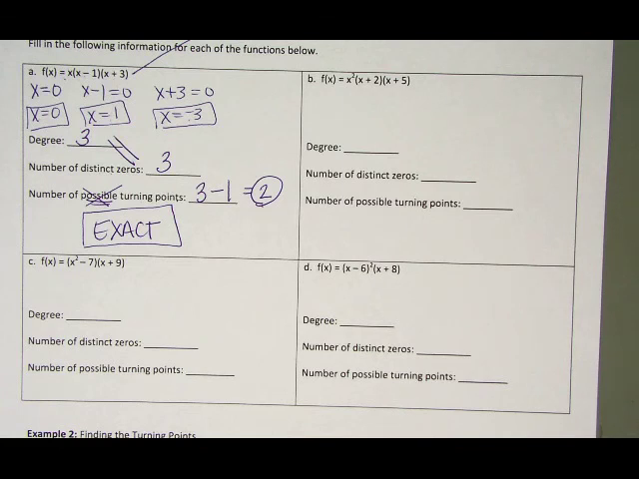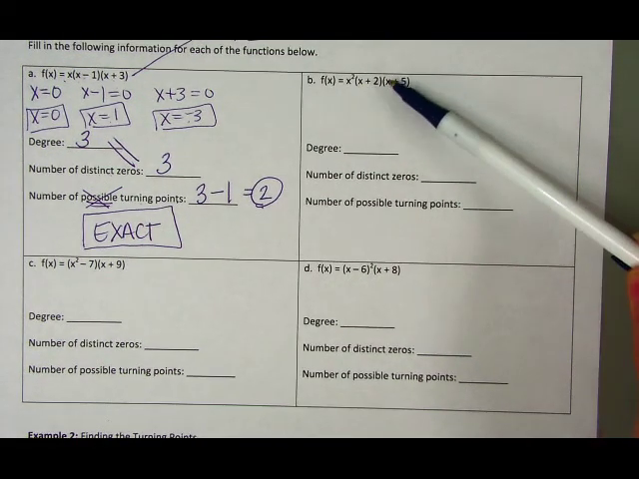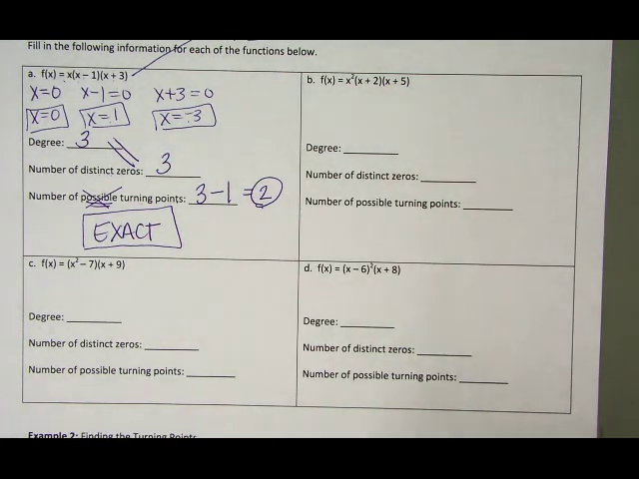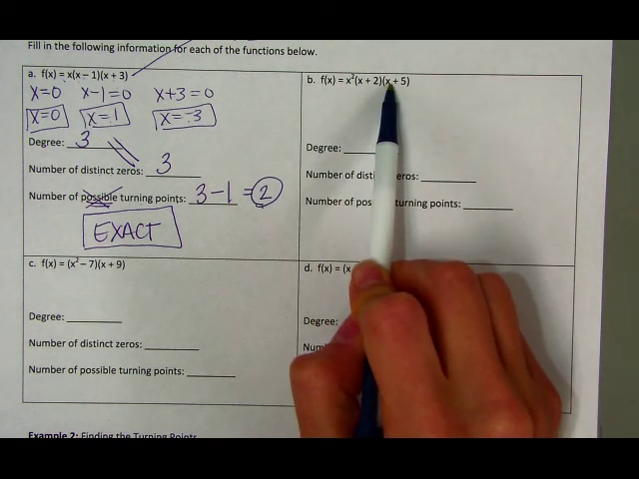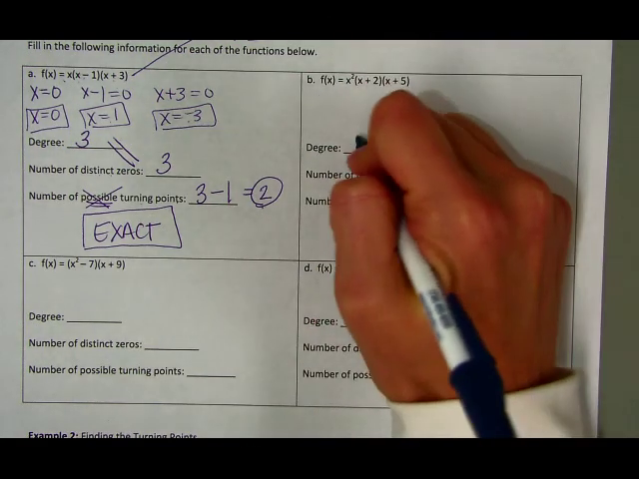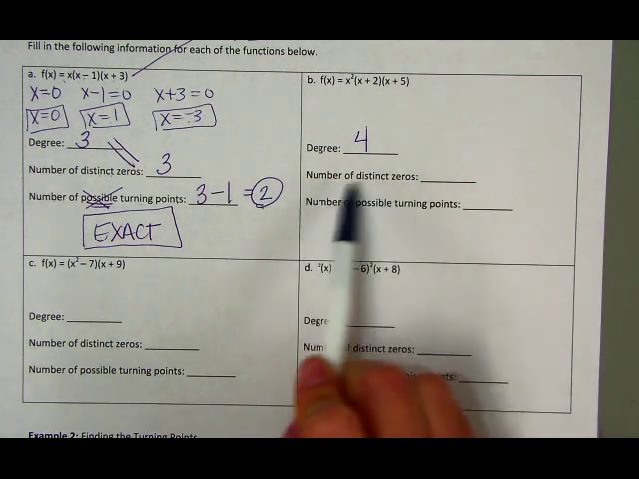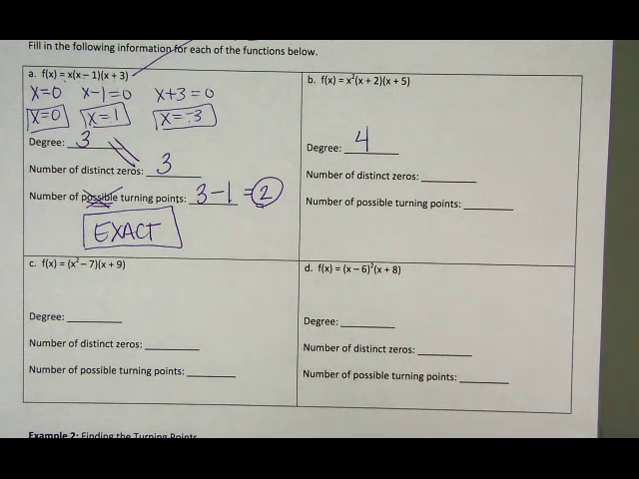Okay, so let's check your answers to letters B, C, and D and see how you guys did. In letter B, I have an x squared, an x, and an x as my leading x values for each of my groups. So in this case, I know I have 1, 2, 3, 4 leading x's, which gives me a degree of 4. To find the number of distinct zeros I have to take each of these groups and set them equal to 0 and solve.